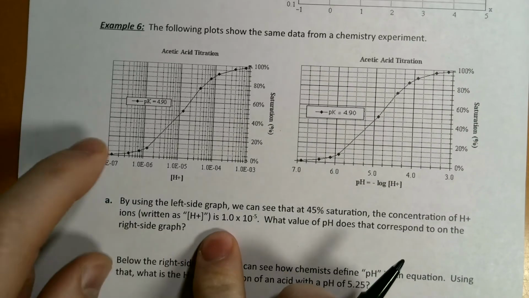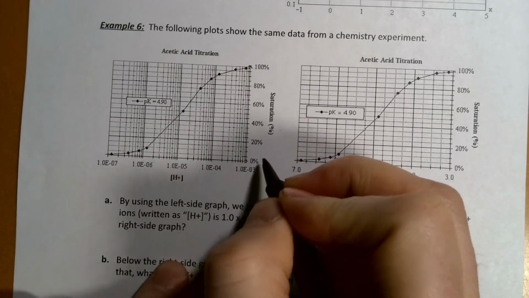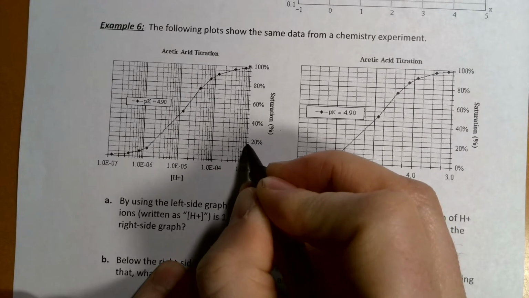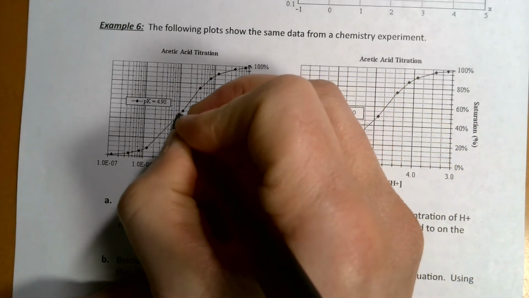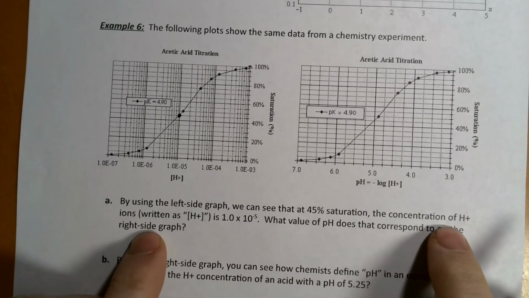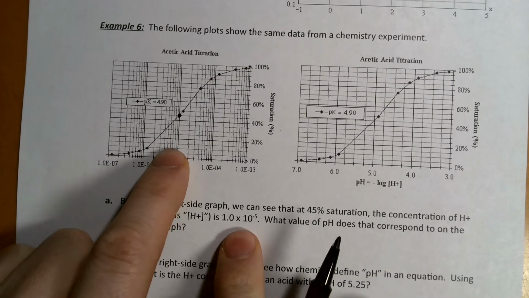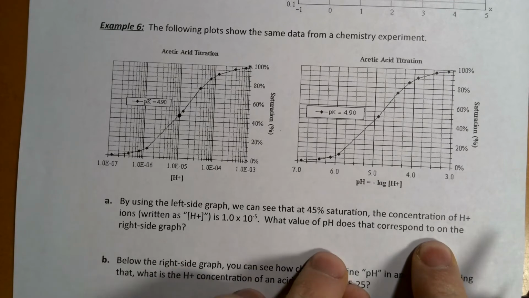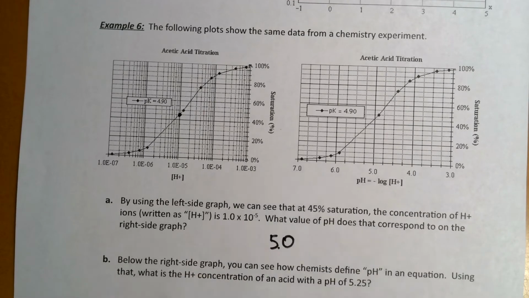So using this left side graph, we can see that a 45% saturation, boy, where is that? 1, 2, 3, 4. Okay, that's 5% each, so this would be 45. There it is. At 45% saturation, the concentration of positive hydrogen ions is 1 times 10 to the negative 5. What value of pH does that correspond to on the right side graph? So that would be a 5.0, positive 5.0.